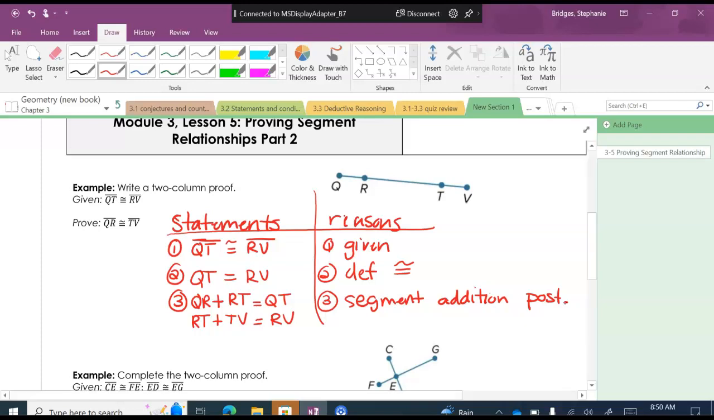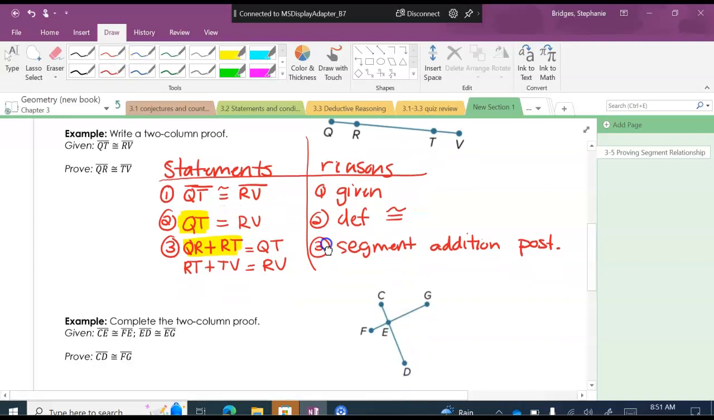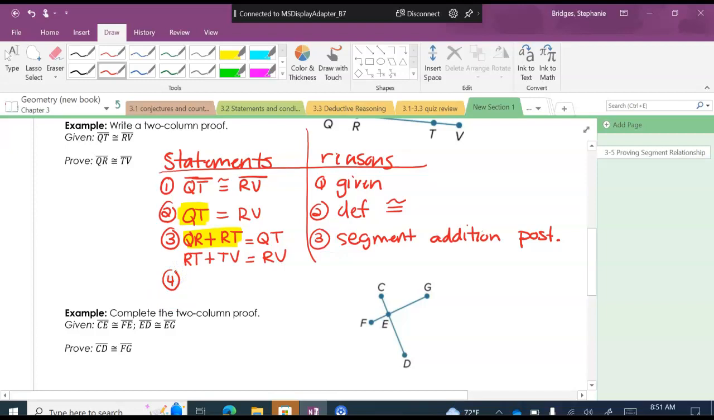Okay. Now let's look at this. I'm going to kind of highlight a couple things. If we're looking here at this second segment, I got QT is equal to RV, correct? What else is QT equal to? Look in step 3. What else is QT equal to? QR plus RT? So don't we have a property that says we can take one thing out and replace it with something it's equal to? So I'm going to take that QR plus RT, and I'm putting it in place of QT.